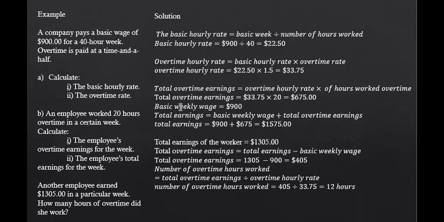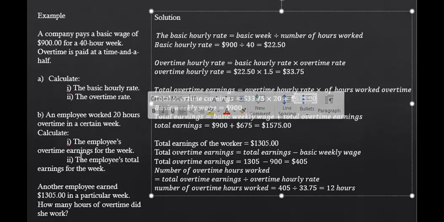Right. So we also have the basic weekly wage, which is equal to 900. The total earnings is equal to the basic weekly wage plus the total overtime earnings. This is the answer. By the way, this 675 here is the answer for 1.